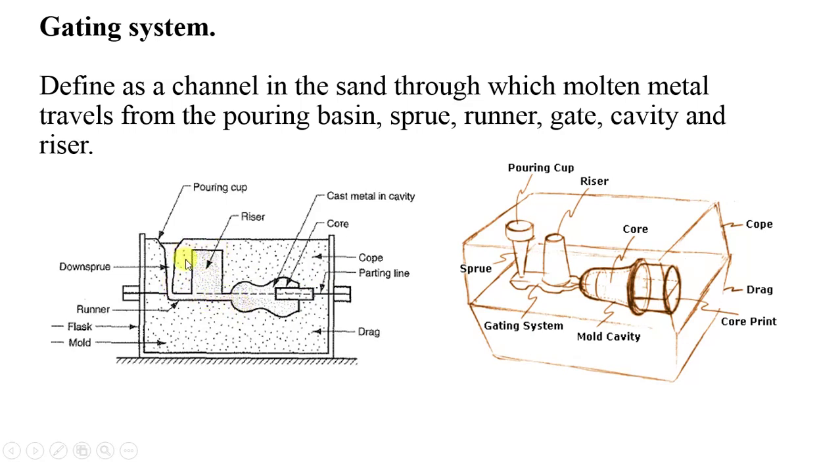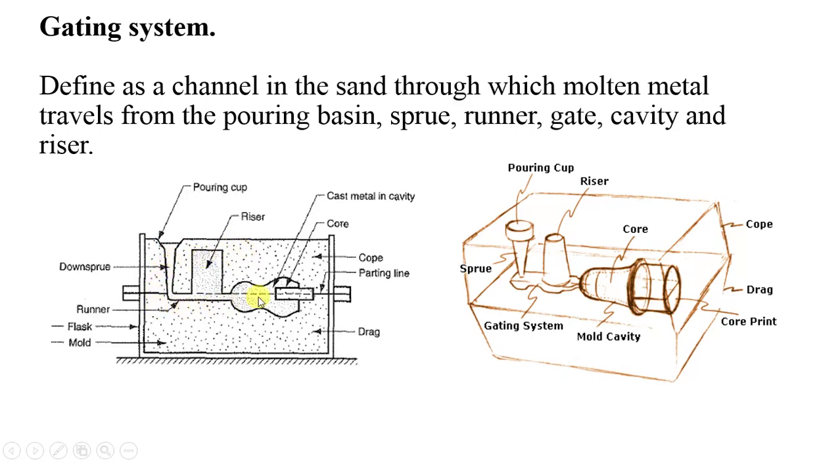And there are two types of riser. One is a blind riser, another is an open riser. So this, as it is not open to the environment, you can call it a blind riser. So it lies in the sand casting only.